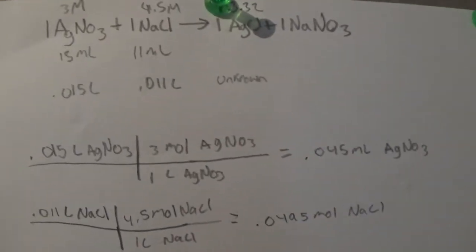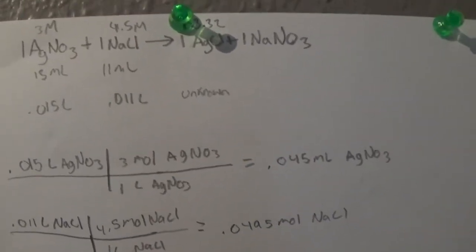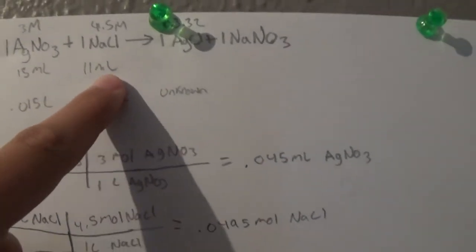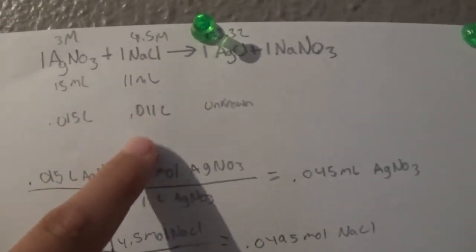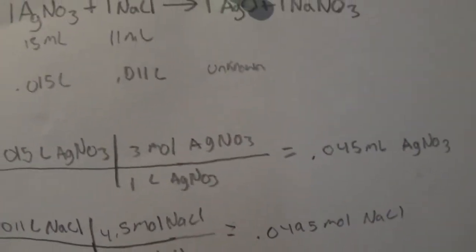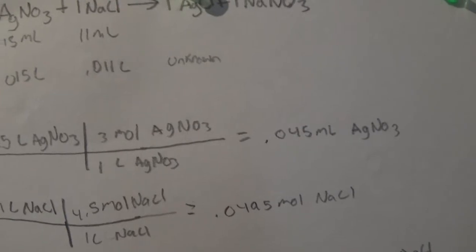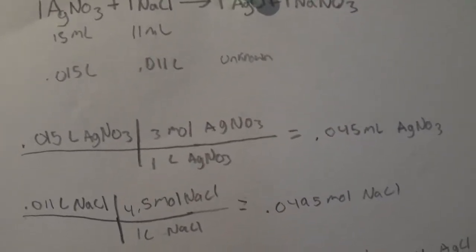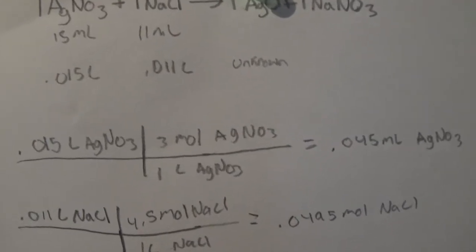Alright, so for the second part, we were supposed to react 50 milliliters of the 3 molar solution with 11 milliliters of the 4.5 molar solution. Then we have to identify the limiting and excess reagent, calculate the excess reagent left over in milliliters, figure out what our percent yield would be if we measured 6.4 grams of precipitate, and then do an error analysis.